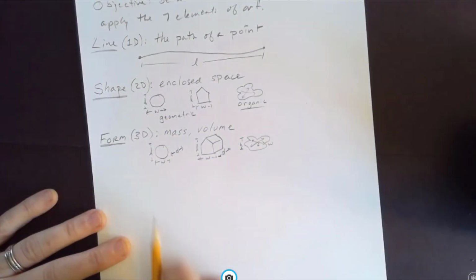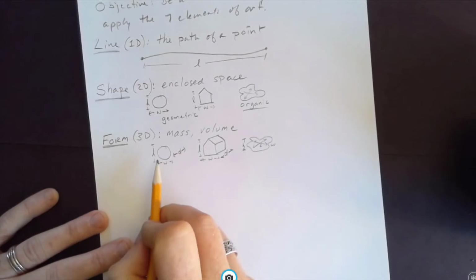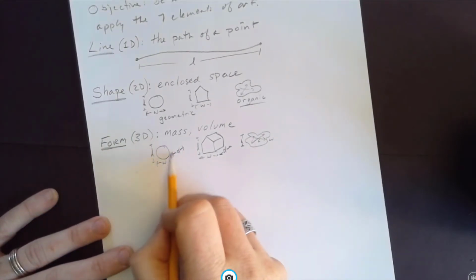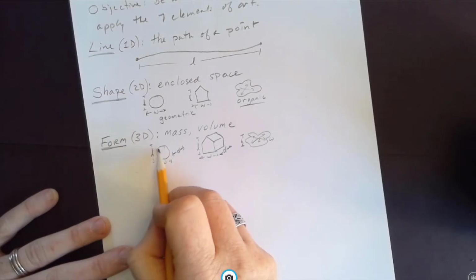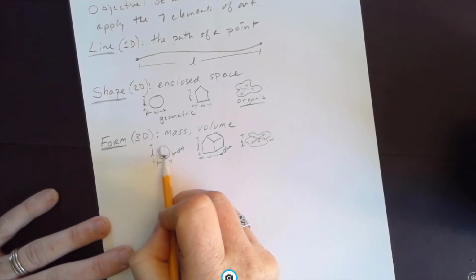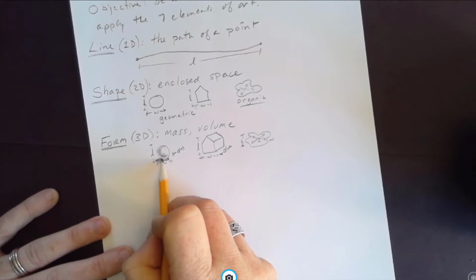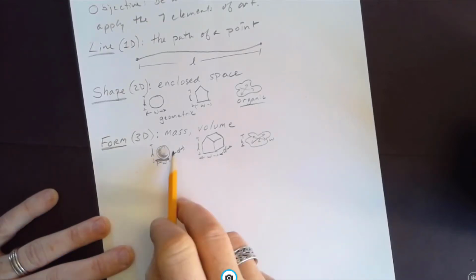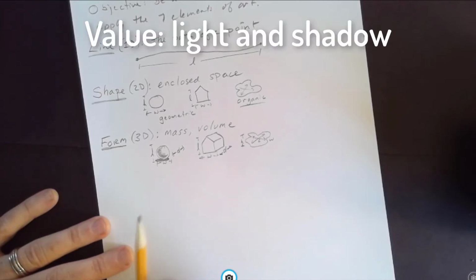So to make this sphere look more like a 3-dimensional sphere, what we're going to have to do is add some shading to give it this depth, because right now it doesn't look like there's any depth here. So we're going to add some shading to indicate that this is now a ball form. This is a sphere, and we'll put a shadow. Now when you add this light and shadow, you're actually adding the 4th element. And so why don't we go ahead and add that right now.